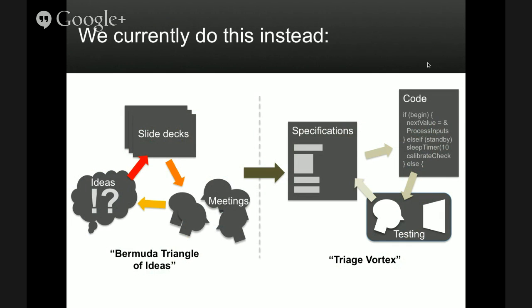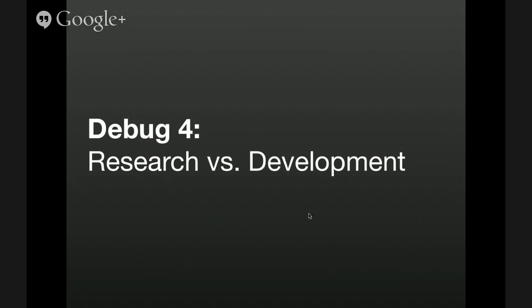All right, so this is just more of a diagram of what actually happens today. Bermuda Triangle of spec reviews and meetings, and you can also lose a lot of things. You can lose the soul of a thing in the triage vortex, and all these things make me sad. All right, so debug 4.